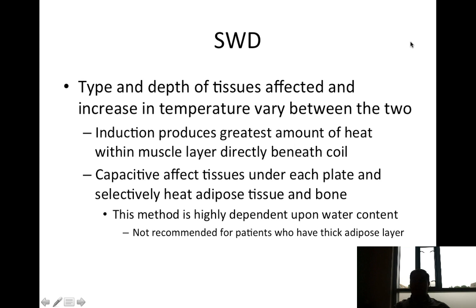So the type and depth of tissues affected and increase in tissue temperature vary between the two induction and capacitive types of diathermy, right? So induction produces the greatest amount of heat within the muscle layer directly beneath the coil, but capacitive affects tissues under each plate and selectively heats adipose tissue and bone.